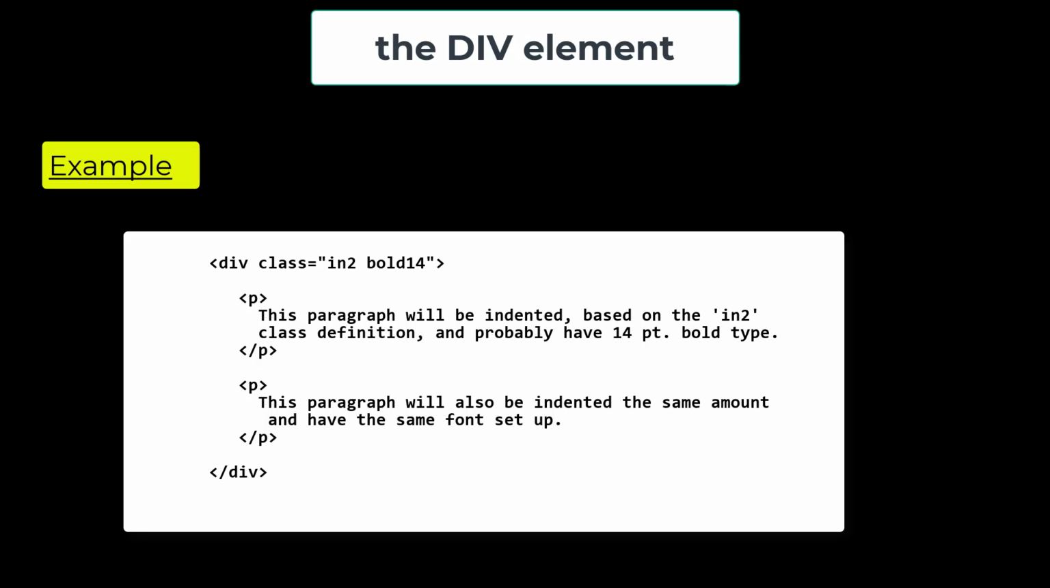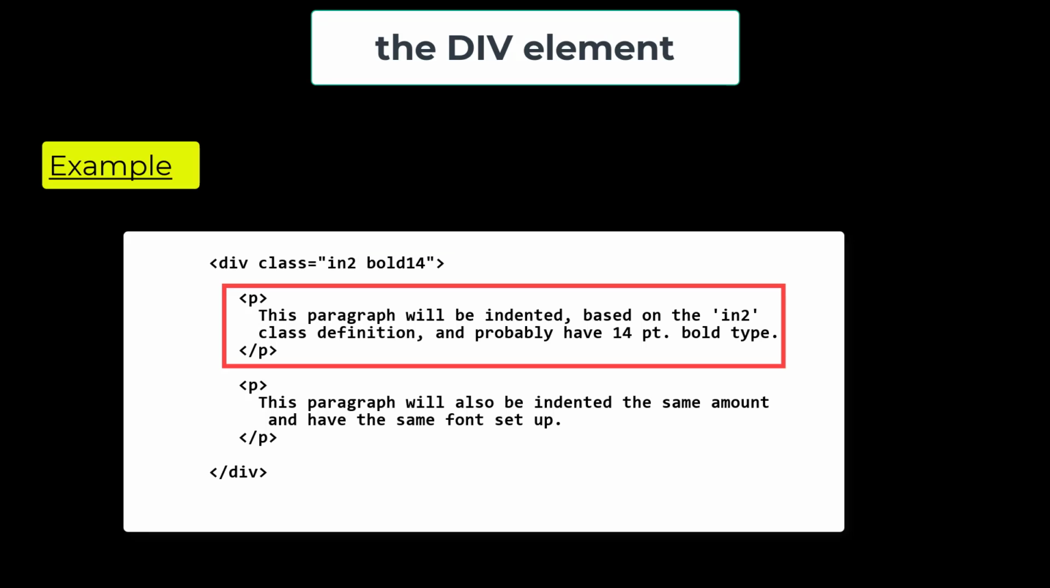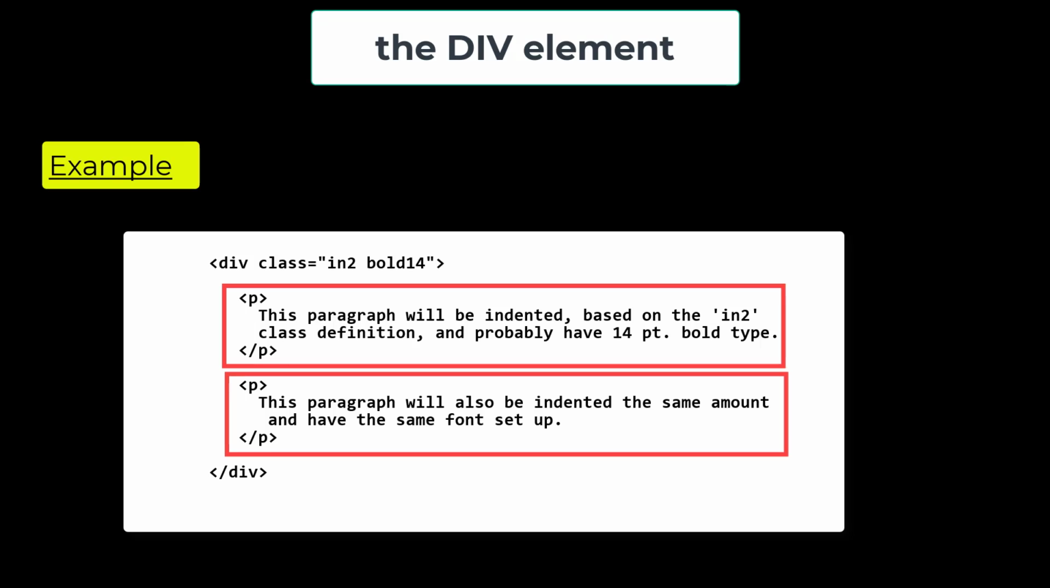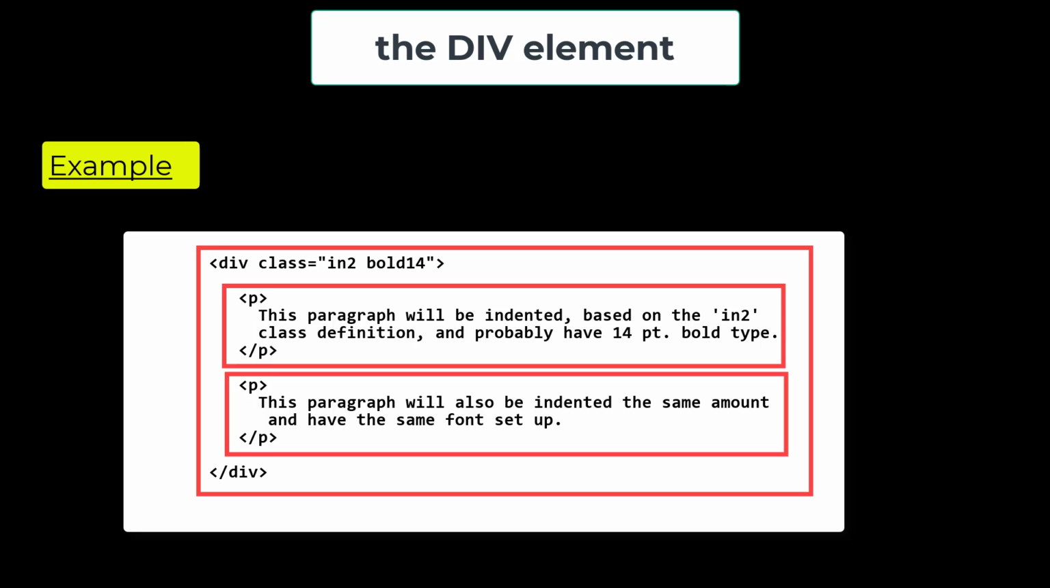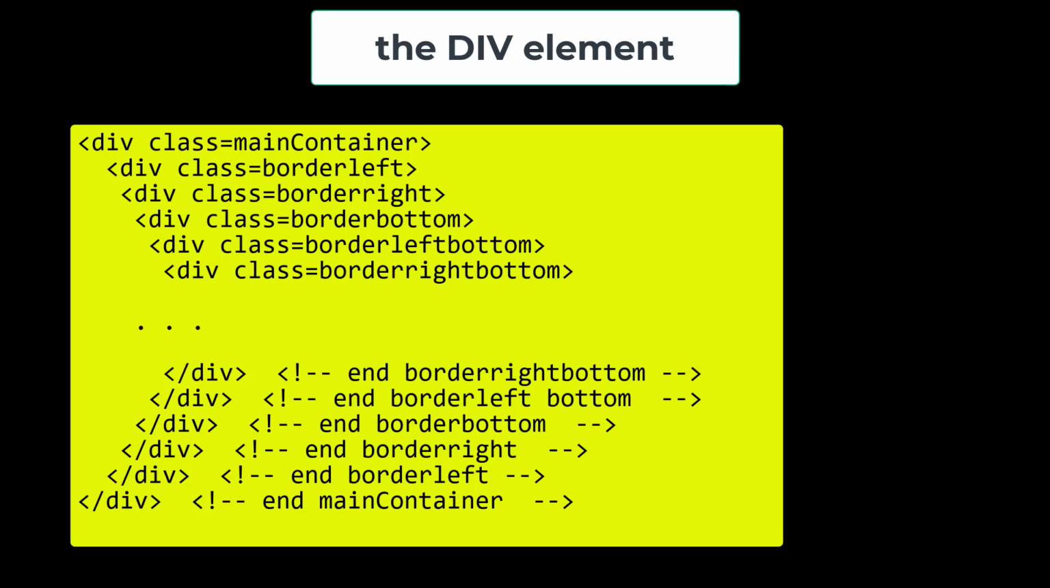So here's an example. Div class equals into bold 14. Then the first paragraph says this paragraph will be indented based on the into class definition and probably have 14 bold type. And the second paragraph has the same characteristics. So you see the div element includes both of these and passes its properties on. It is not uncommon to nest div elements within each other, and sub-elements carry down their style attributes. And the usefulness of this will become clearer in the next video.